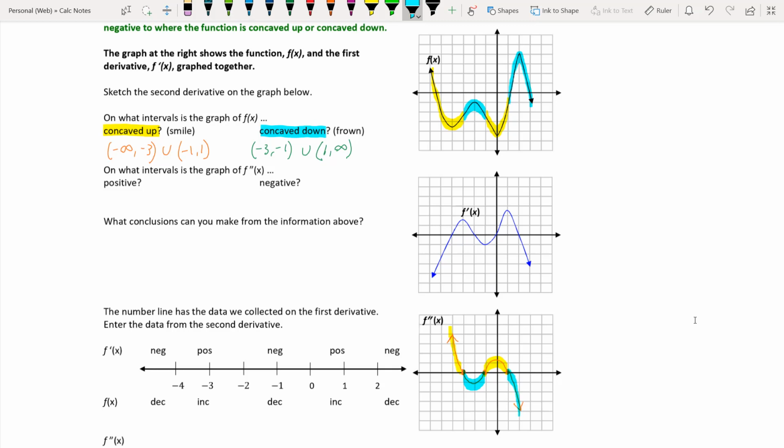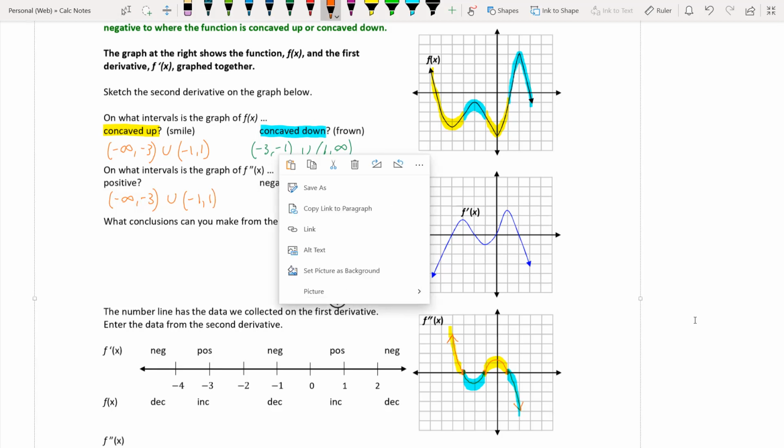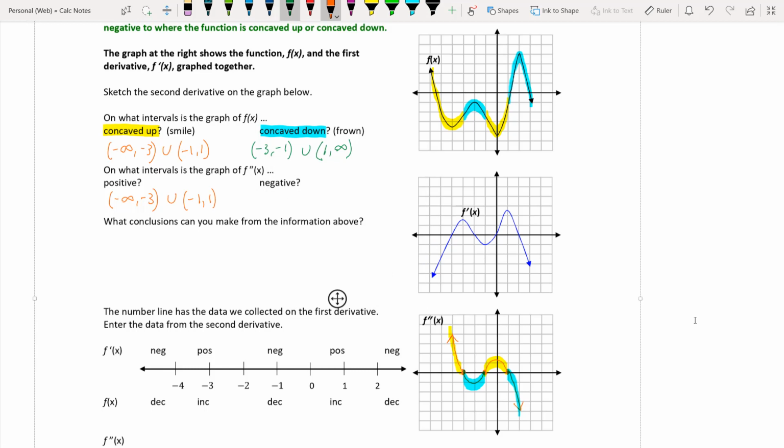Because what they're asking for now, again, is on what intervals is the graph of f double prime positive. If you look at the positive intervals, that's the areas highlighted in yellow here. So f double prime is positive from -infinity to -3, as well as -1 to +1. Now look at the answer right above this. -1 to +1, same exact answer.